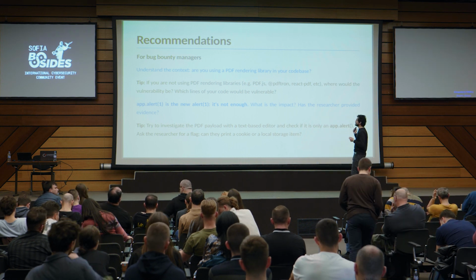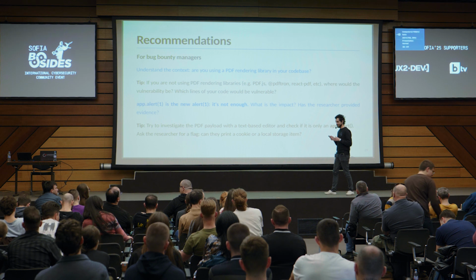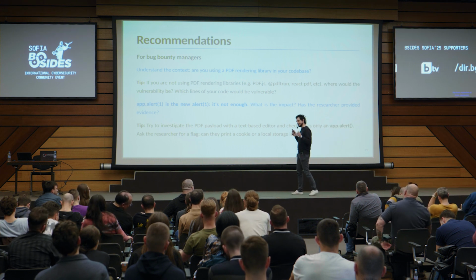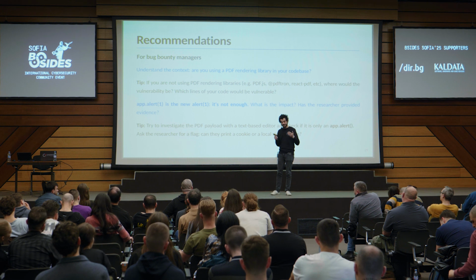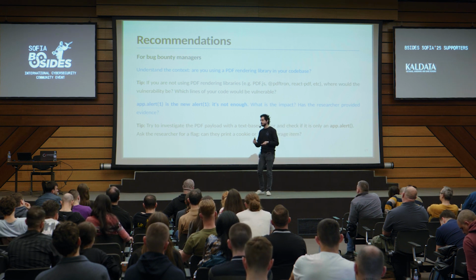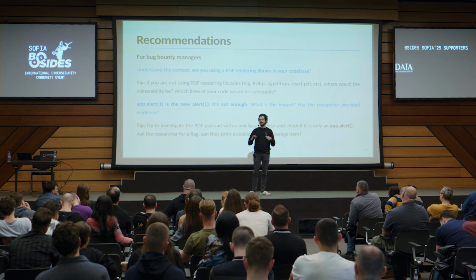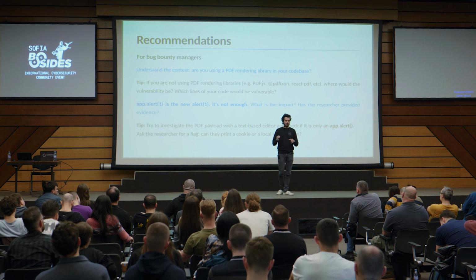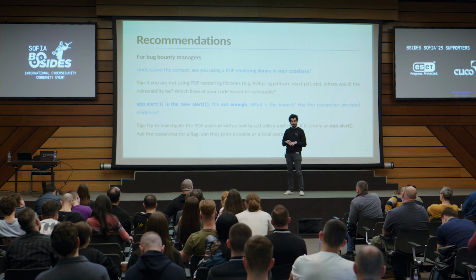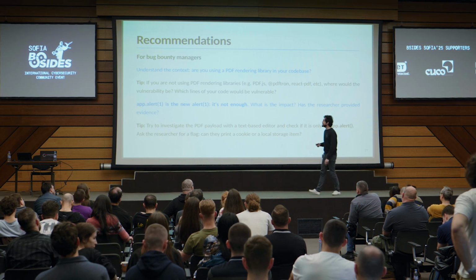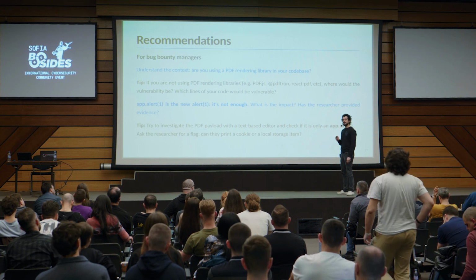And the second one is about the bug bounty program description. Often they ask for SQL injection, remote code execution, cross-site scripting. Yes, it's true, you want to describe which kind of vulnerabilities are important for you, and you want to describe the scope and the purpose. But maybe it's better to ask for a flag.